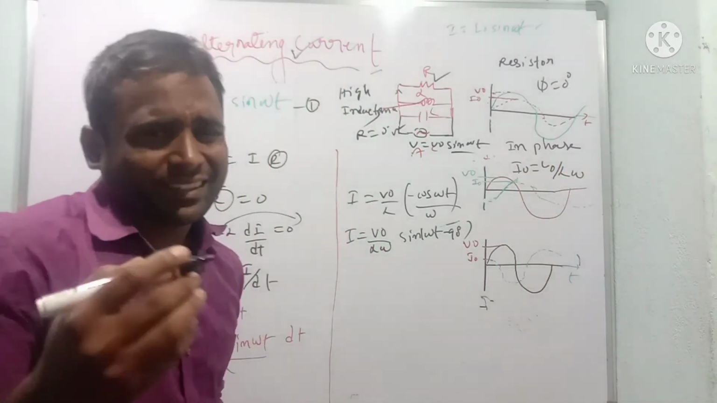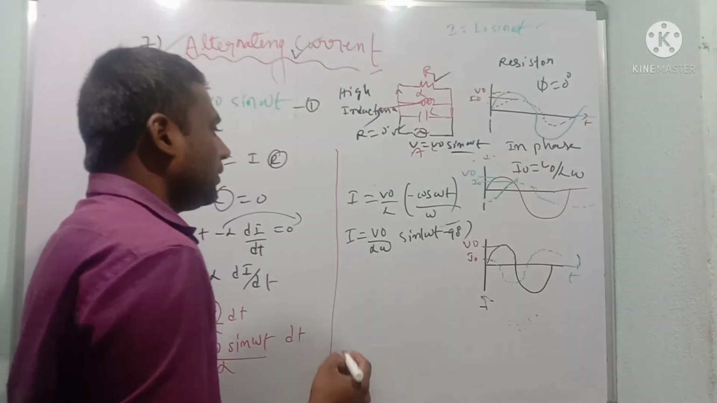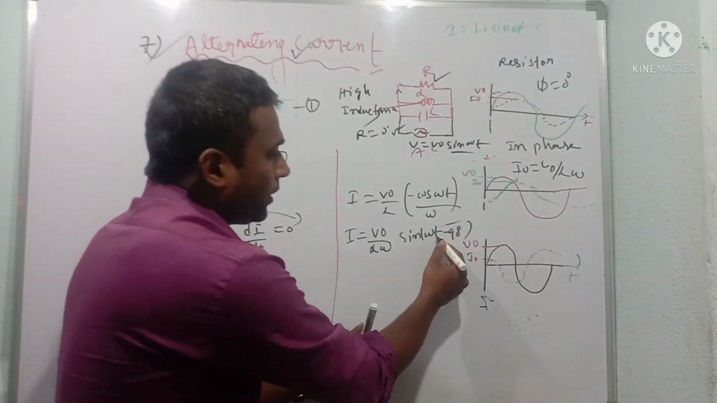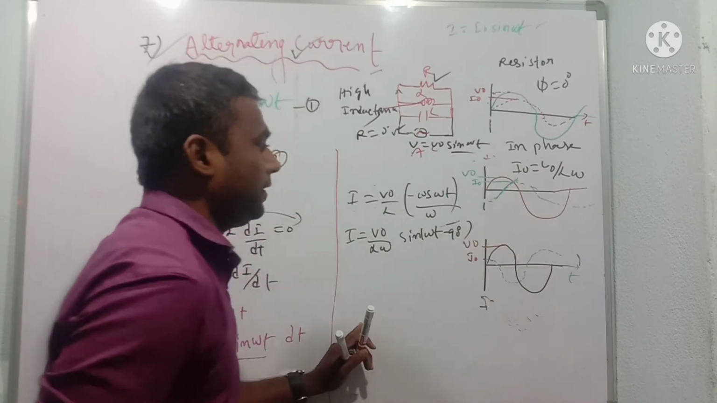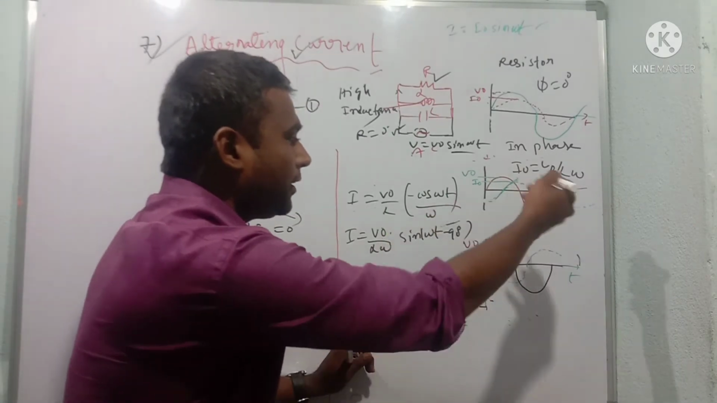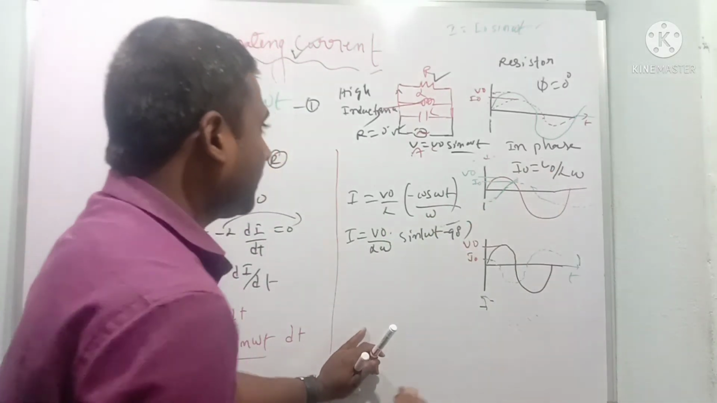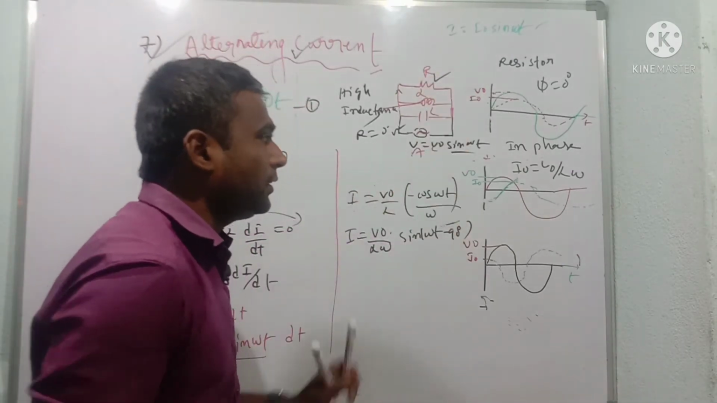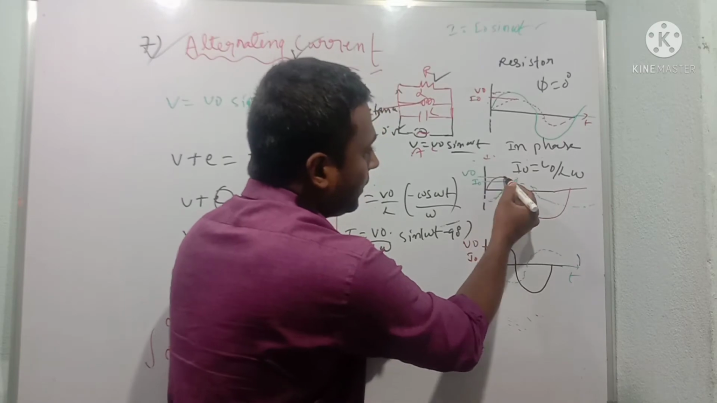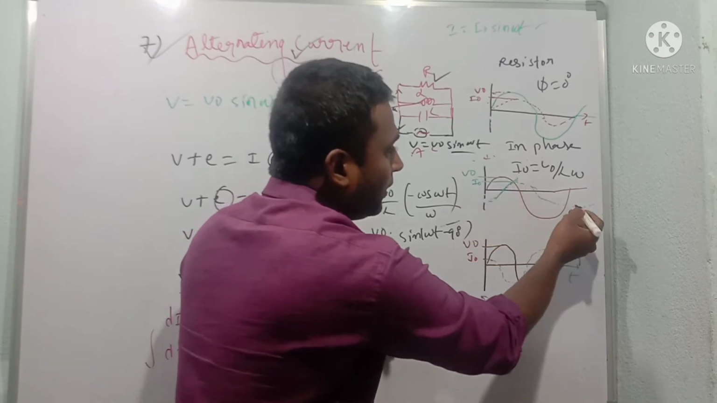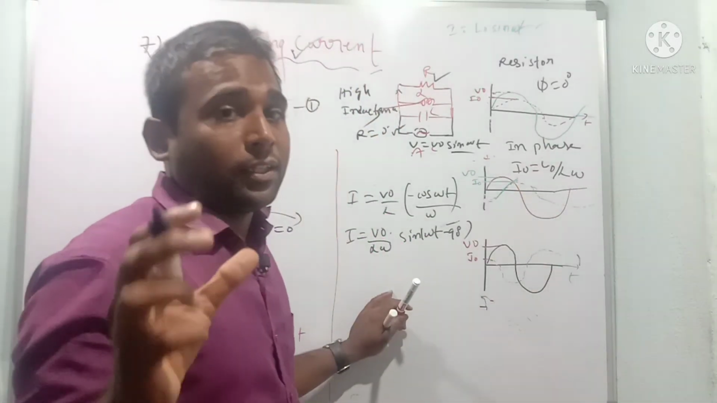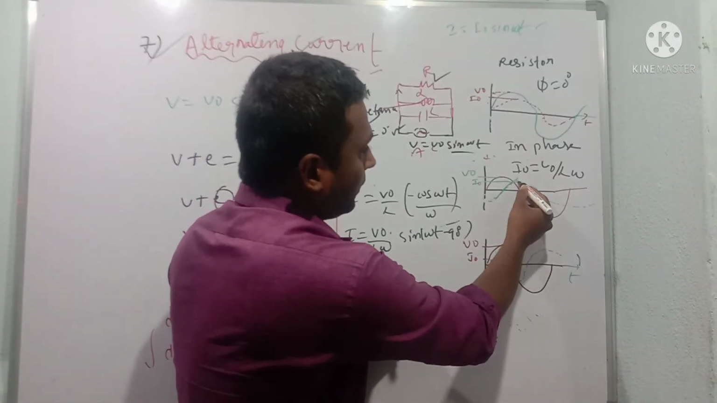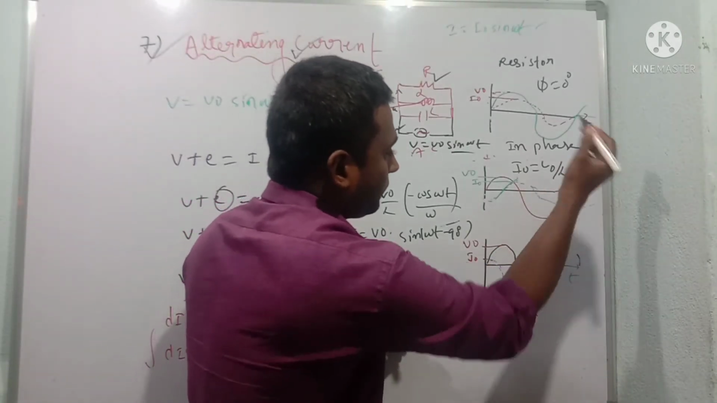L means inductance. Now it means the voltage leads by 90 degree. The voltage leads by 90 degree in the case of when I pass voltage through the inductance. This is the phase diagram. This is peak voltage, peak current. So you have to remember this graph very carefully, children. Here see, the voltage is going to be leading.